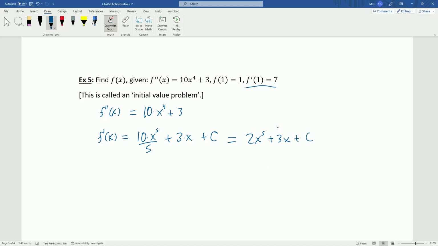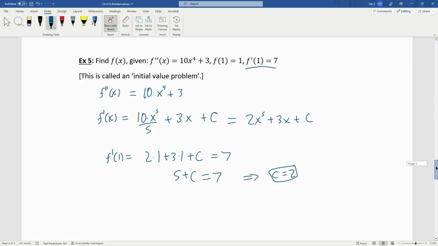Okay, so f prime of 1 is 7. So f prime of 1 is also 2 times 1 plus 3 times 1 plus c. And this whole thing should be equal to 7. So this is 2 plus 3 is 5 plus c equals 7. So that implies that c equals 2. So if c equals 2, then we can just say that f prime of x is actually 2x to the 5th plus 3x plus 2.